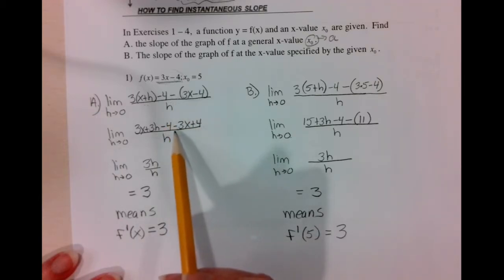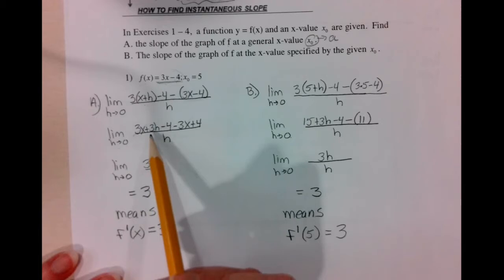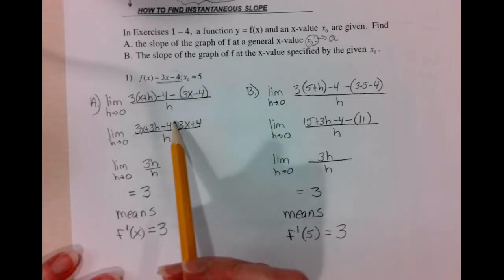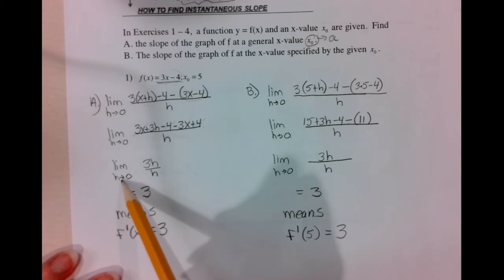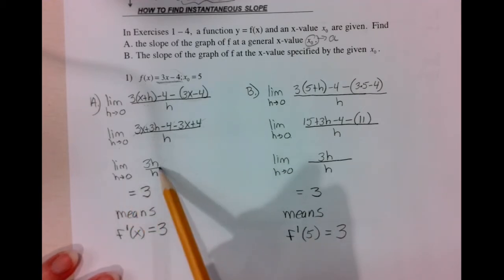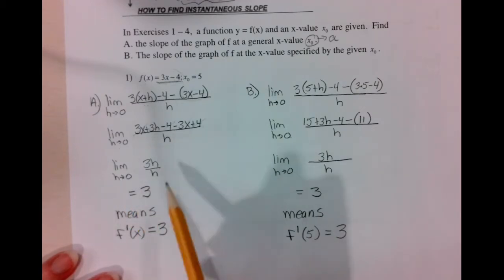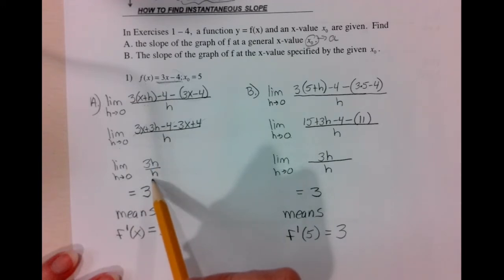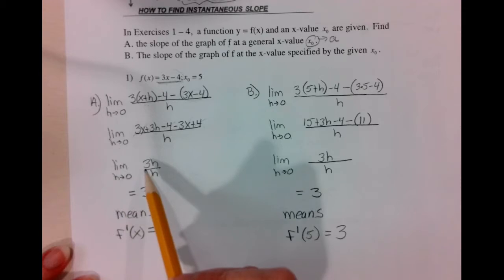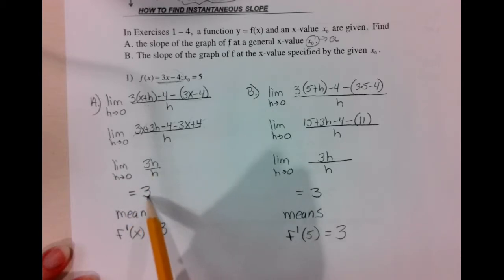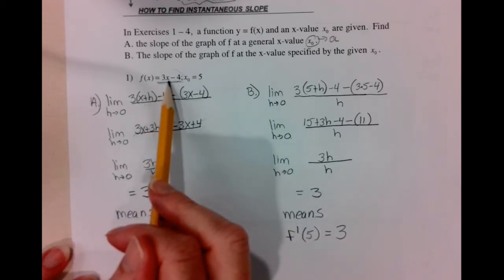So now look at these like terms here that are canceling. Like terms canceling. I'm left with just the 3h over h. Still have the limit notation in front because h still exists. The moment the h's cancel out and you have your answer, that means this notation drops. Well, what is this? This is the slope of the line, which we already predicted.